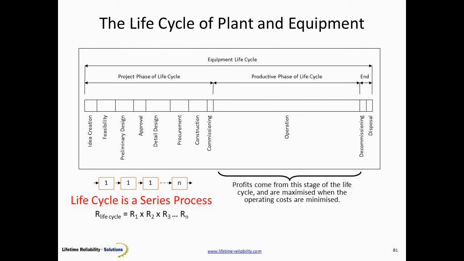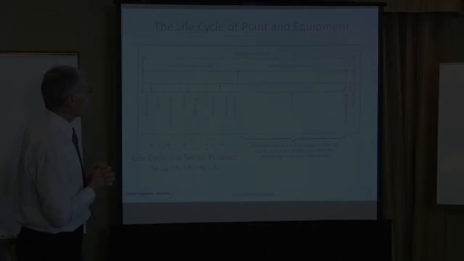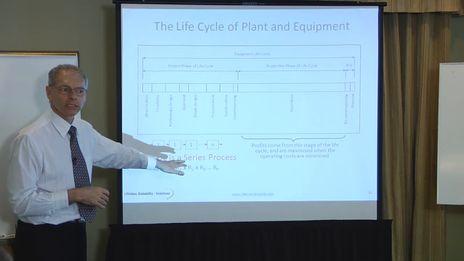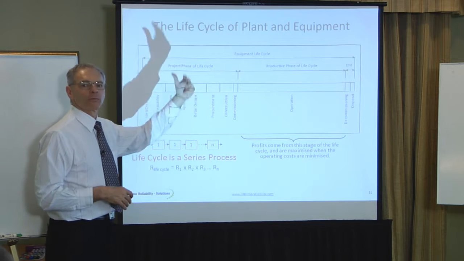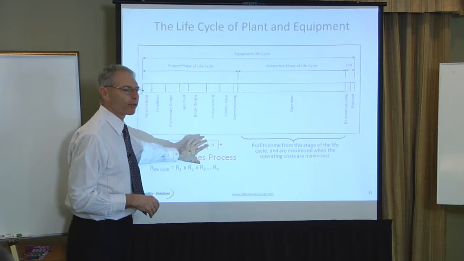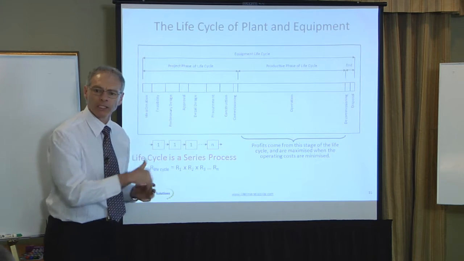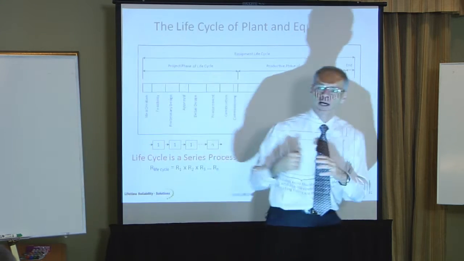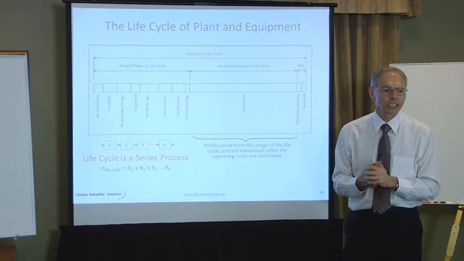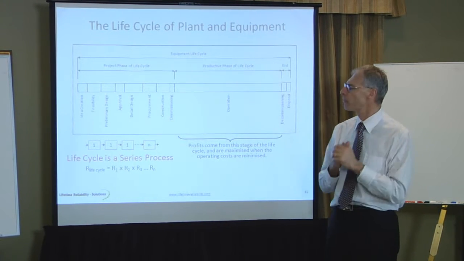So if I get it wrong here, then I will build a plant that hasn't got the capacity to deliver the return on investment that we originally thought we were going to get. And of course, our life cycle is a series process. Same story. Get it wrong here, the knock-on effects will be there forever. Get it wrong halfway through and the engineering design is the wrong material selection, the wrong pump design for the application, the wrong machinery for that situation.